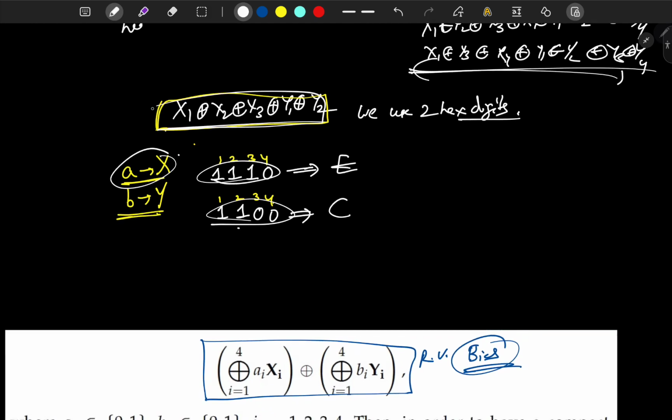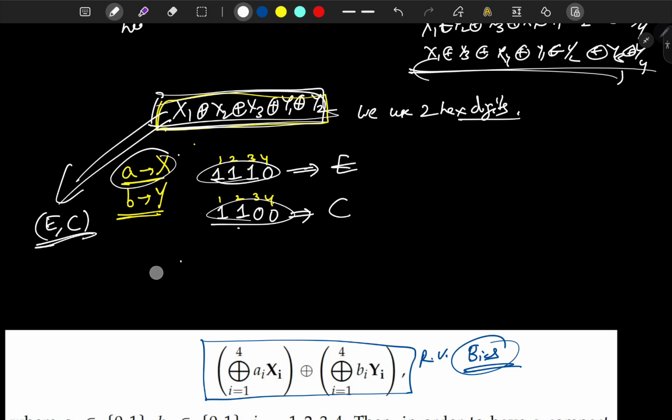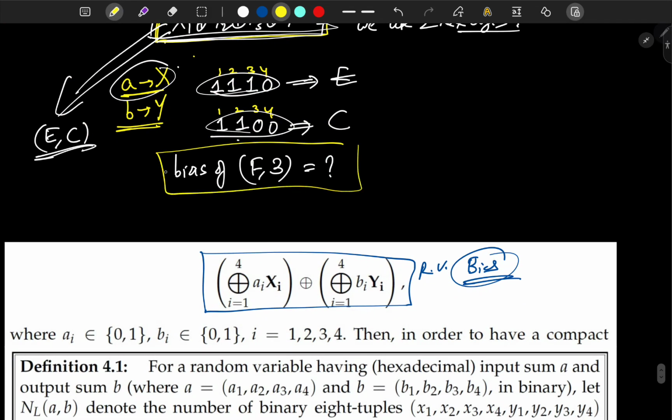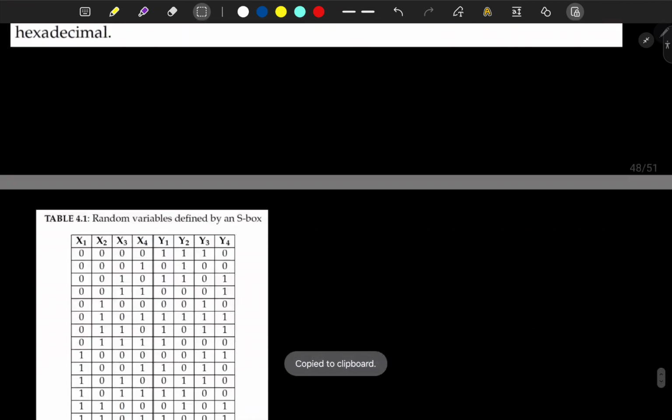Okay, so basically instead of writing this whole random variable, I can simply write from now onwards a comma b, like a tuple. Instead of a I can write E comma C. If I write E comma C, then you have to understand it like this. So if I give a question like this, find the bias of F comma 3, how much value? Now solve it. Please do this question. I will give 2 minutes. You please do it.